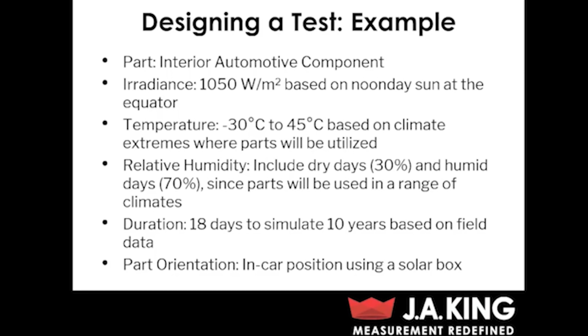And then duration, this can be another tricky one to define because unfortunately there's no universal acceleration factor for solar testing. So typically what you have to do is take some field data and use that to determine an appropriate duration by correlating the effects you see in your field data versus what you see during testing. So for this case, we're going to go ahead and say that we're going to test for 18 days, which for automotive components is actually quite standard to simulate 10 years of in-field usage. And then for part orientation, we're going to want to fixture these parts in car position. And because they are automotive interior components, we're going to use the solar box as well.